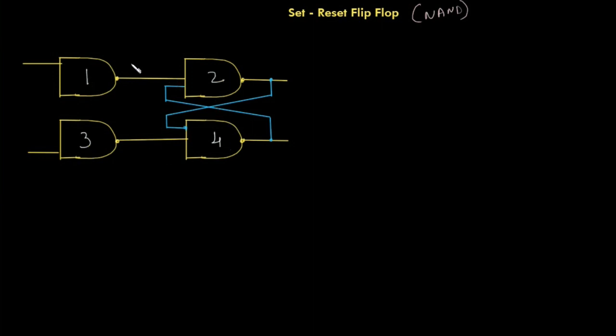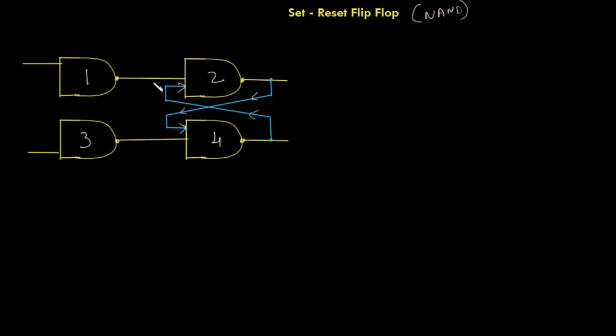You can see that NAND gate 2 and NAND gate 4 are latched. That means the output of NAND gate 2 is given to the input of NAND gate 4, and the output of NAND gate 4 is given to the input of NAND gate 2. In this way, NAND gate 2 and NAND gate 4 are latched.